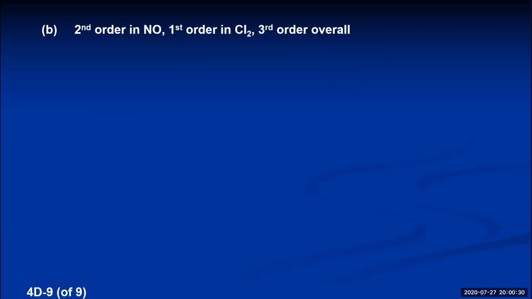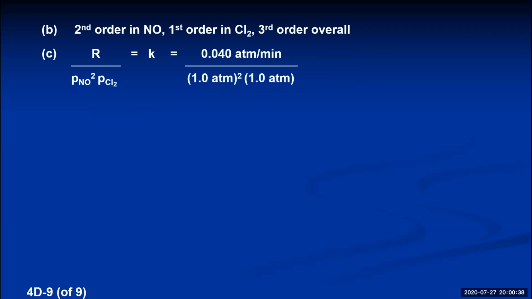C, calculate the numerical value of the rate constant with its units. So if we solve our rate law for the rate constant and take data from any one of the 3 trials, and I'm going to take data from the second trial here, I'm going to wind up having 0.040 atmospheres per minute on the top. And I picked this trial because the numbers are really easy. Both partial pressures are 1 atmosphere. So the answer is going to come out 0.040. The units will be, because we have atmospheres on the top and atmospheres cubed on the bottom, atmospheres to the -2nd, and then minutes to the -1. So the rate constant is 0.040, atmospheres to the -2, minutes to the -1.